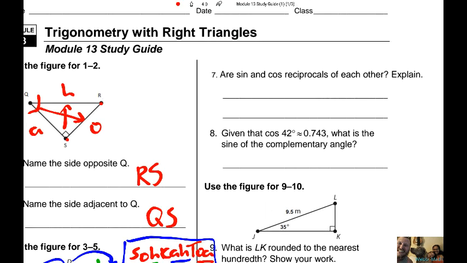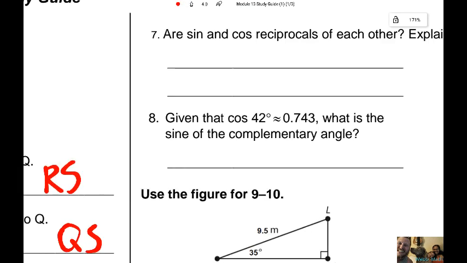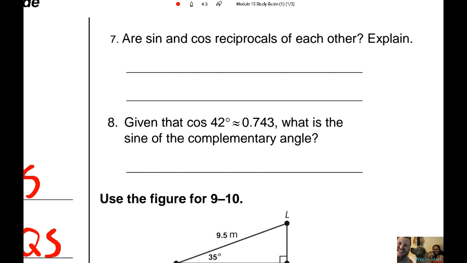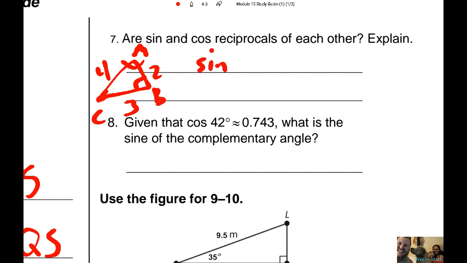Now, number 7, are sine and cosine reciprocals of each other? Explain. Reciprocals. So let's think about this. If I have an example of a right triangle, let's say the height is 2, 3, 4, and these are just abstract numbers. It probably doesn't even work because of Pythagorean, but let's say it was. You have this reference angle, we'll call him angle A. This angle is reference B, C, and basically you say, well, sine of angle A equals the opposite over hypotenuse, which is 3 over 4.